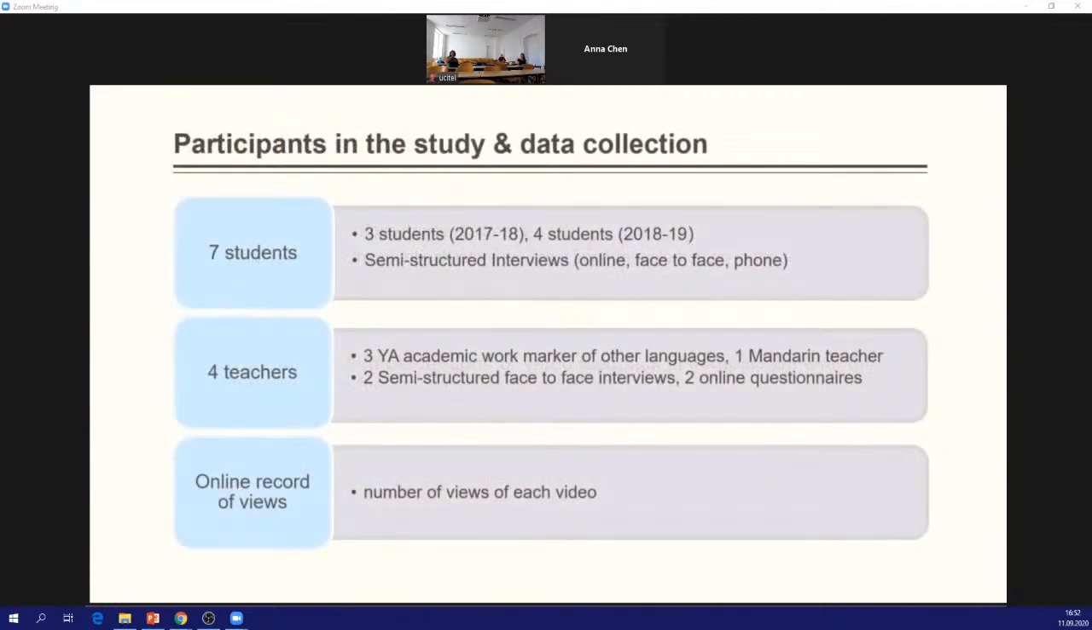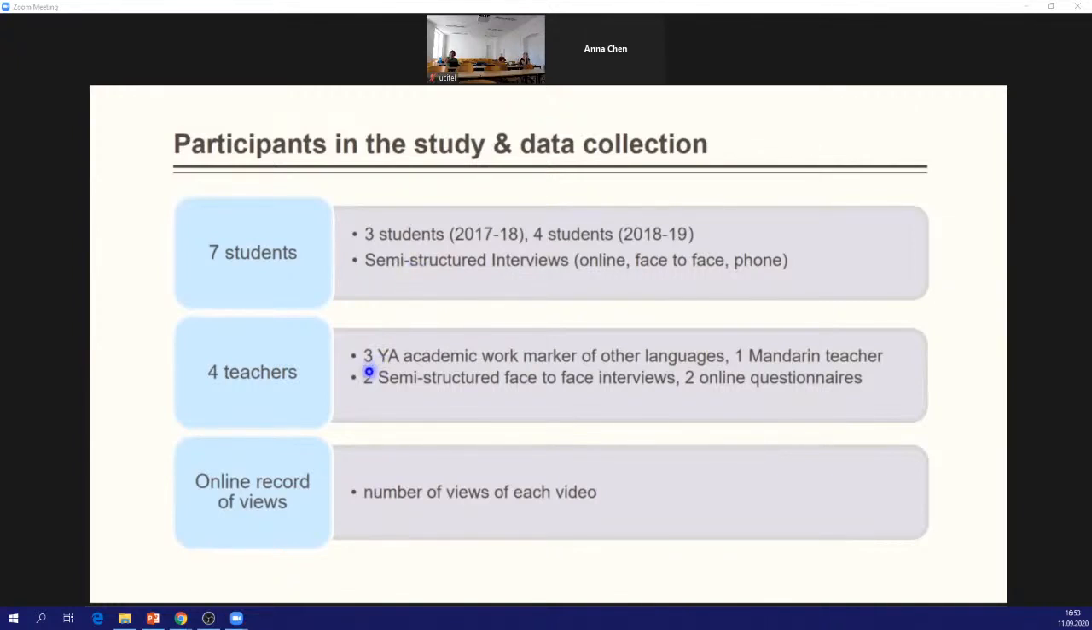I had some students participate in this study. Three were on year abroad in 2017 to 18, and four were away in 2018 to 19. The study was carried out in July 2019. I interviewed all seven students, either online, face-to-face, or through phone call.